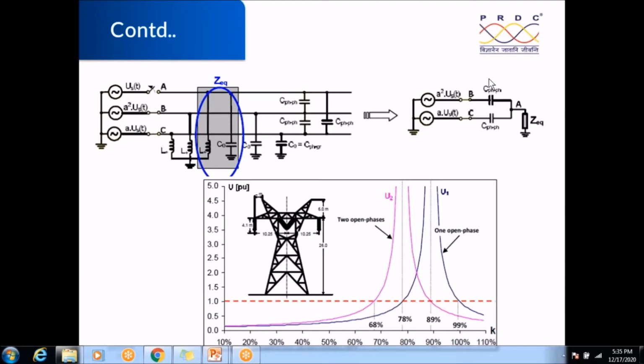Now let us look at the diagram here. This is a single circuit tower with a horizontal configuration, where you can see a blue curve and a pink one, where U1 means one phase open from both ends.